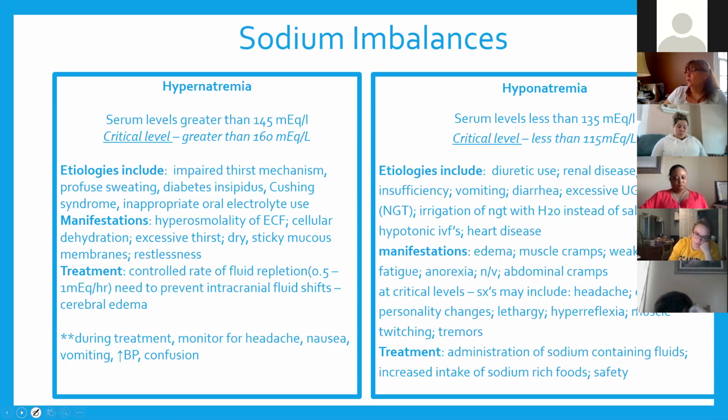Hyponatremia is serum levels less than 135 and critical would be less than 115. Causes include diuretic use, okay, so Lasix was an example of that. Renal disease, adrenal insufficiency, vomiting, diarrhea, excessive GI losses with an NG tube, irrigating of an NG tube with water instead of saline, because we know saline has sodium, water does not. Burns, again, burns are significant fluid loss, and then heart disease.